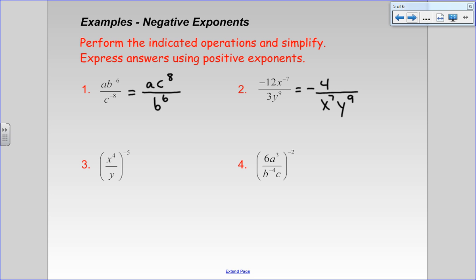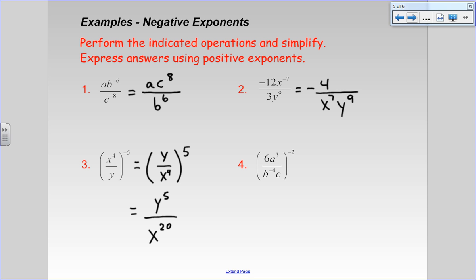In problem 3, we have a fraction raised to the power of negative 5. So to begin simplifying, we will write the reciprocal of the fraction to the positive fifth power. Now we can apply a power of a quotient by raising both the numerator and denominator to that power of 5. In this case, we would have y to the 5th power, and then in the denominator, x to the 4th to the 5th. We use the power rule to multiply those exponents and obtain x to the 20th power.